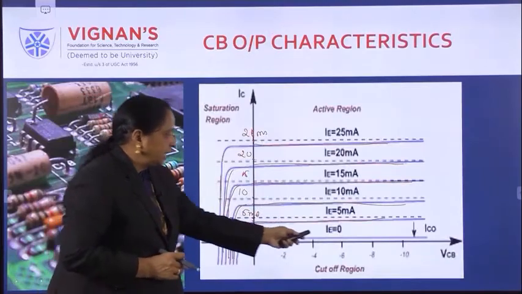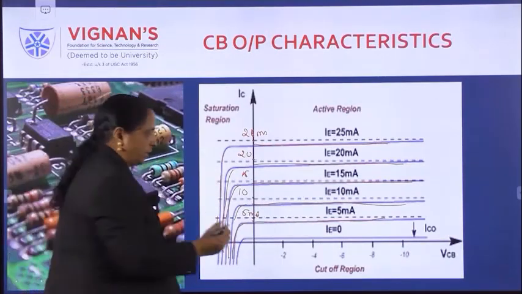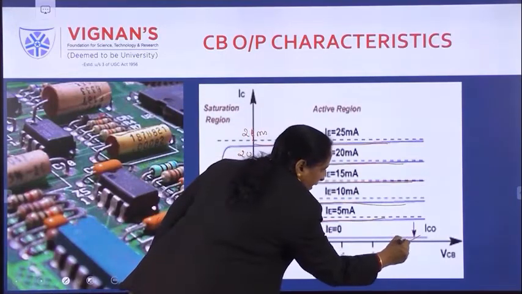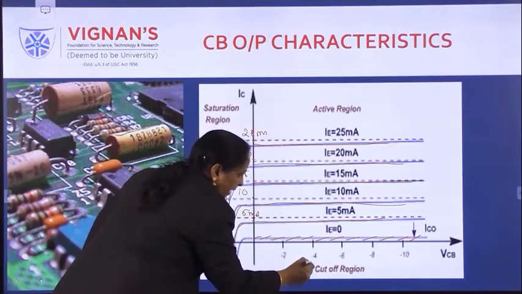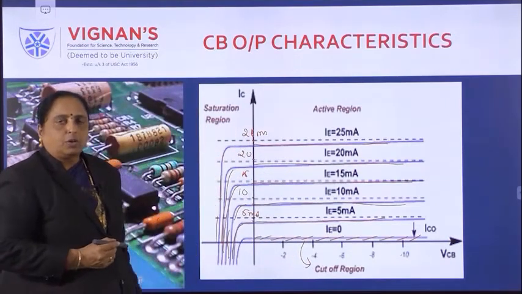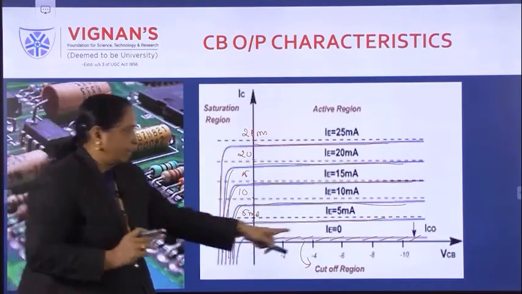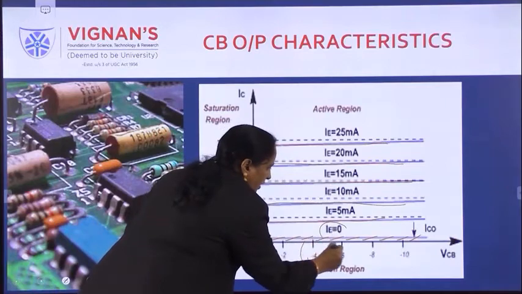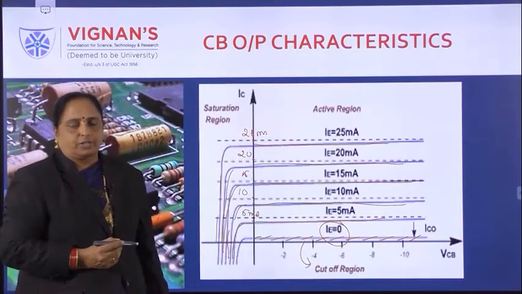That is known as the cutoff region. So if you see here, IE is equal to 0 and IC is automatically equal to 0, this particular area, see, this particular area is known as the cutoff region. Already the collector junction is reverse biased, and from the input side you are making IE equal to 0. That operating region is known as the cutoff region.